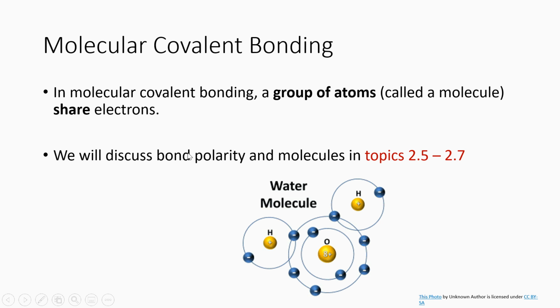And molecular covalent actually has its own set of objectives. So topics 2.5 to 2.7 all deal with molecular covalent. So we're going to get into that more later on. We're not going to really cover that right now, but just a brief overview. In molecular covalent bonding, you have a group of atoms that share electrons. That is what a molecule is: a group of atoms sharing electrons. Here's an example of a water molecule and how the hydrogens and oxygen are sharing some valence electrons. So we'll get into much more detail with molecular covalent later on in this unit.